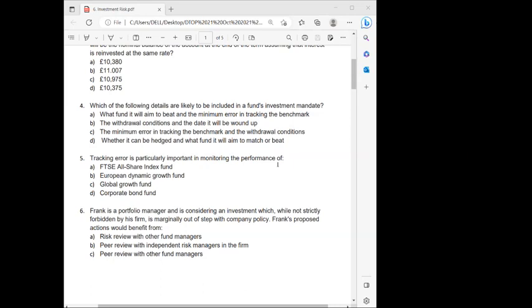Now, it's a kind of a tricky one, right? The question is about which of the following details are likely to be included in a fund's investment mandate. It's not about the fund's overall investment mandate. Then the user needs to understand some of these things, right? So there we get the last one, whether it can be hedged and what fund it will aim to match or beat.